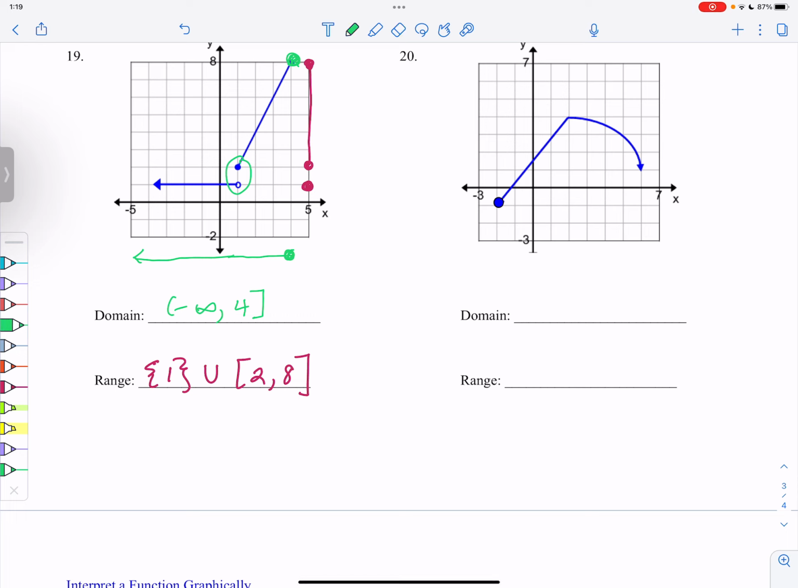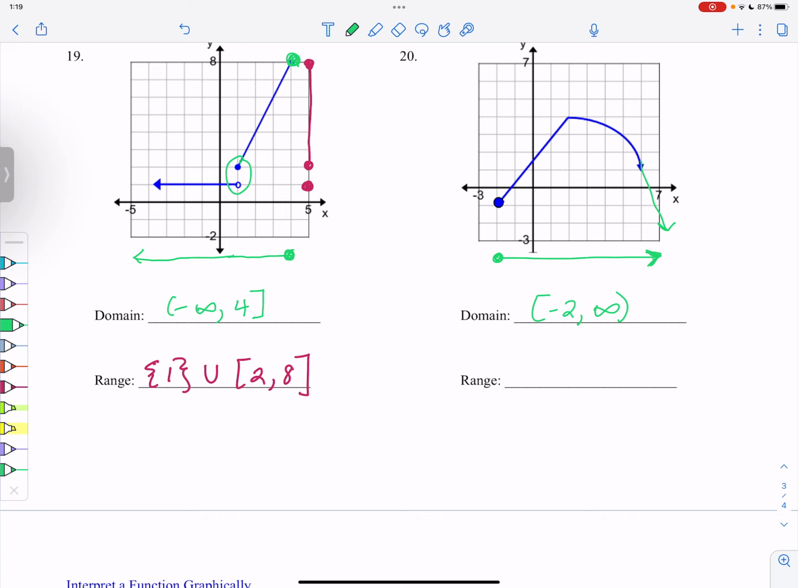Okay, taking a look at our domain, we're starting here at -2, and this arrow means on and on and on forever. So this will continue on. So our domain will be -2 to infinity.